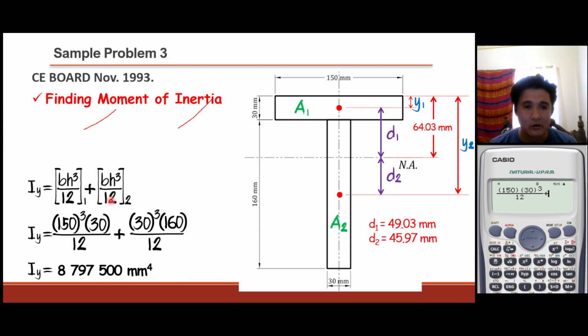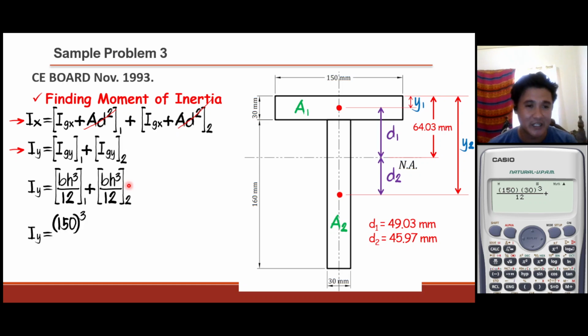Okay? Hindi na siya maayos sa PowerPoint, kaya tanggapin na lang natin, ayusin ko na lang pag in-upload ko 'tong lecture na ito. So this should be b cube h over 12 plus b cube h over 12. So yung base natin na 150 for area 1, 150 cube times 30, b cube h all over 12. Tapos yung b cube h din ng area 2. So area 2 natin, yung base niya ay 30 millimeters naka-cube times yung h niya na 160. Okay? So all over 12.